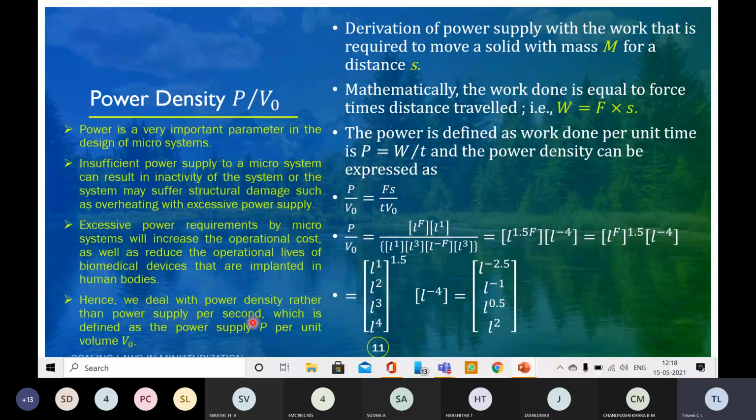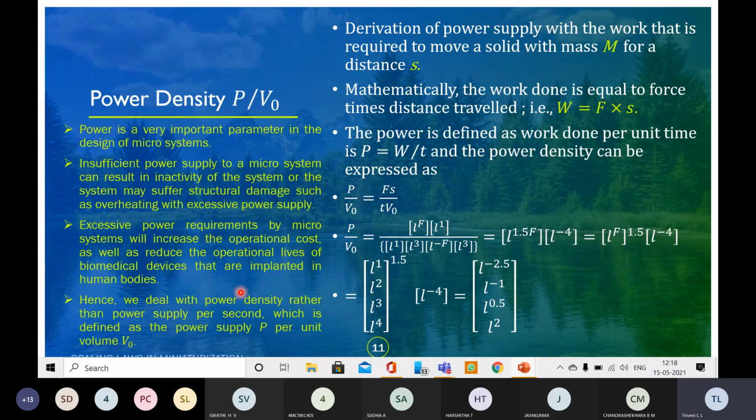So for that, what we have to do is deal with the power density rather than the power supply per second. We'll take it one after the other. When you want to deal with the power density rather than the power supply per second, we'll define one parameter known as the power supply P per unit volume.